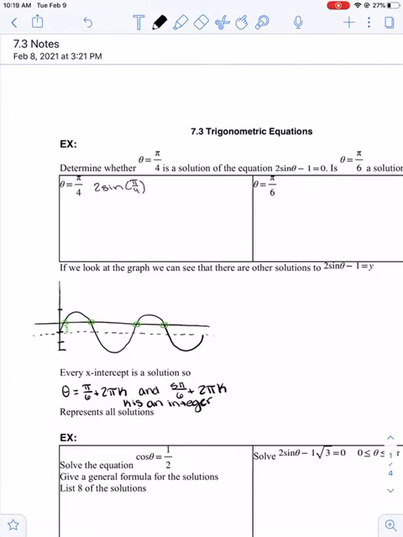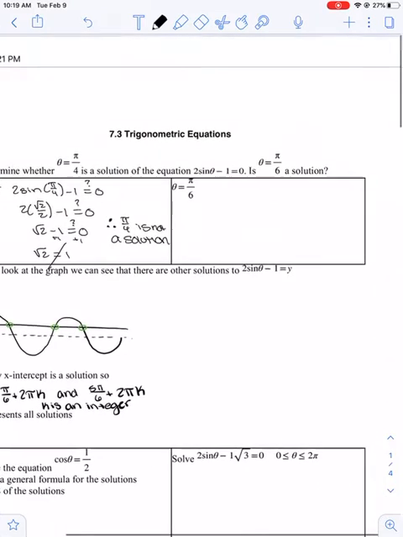So 2 sine pi over 4 minus 1 equals 0. We're going to check that. The sine of pi over 4 is square root 2 over 2, so 2 times square root 2 over 2 is square root 2, minus 1 equals 0. I'm going to add 1 to both sides, and I get square root 2 equals 1. And I know that's not true, so therefore pi over 4 is not a solution.